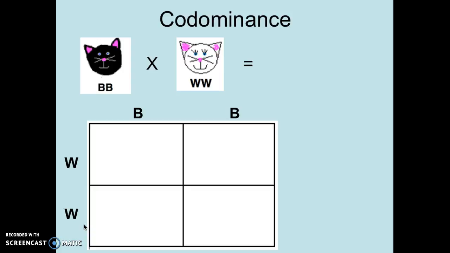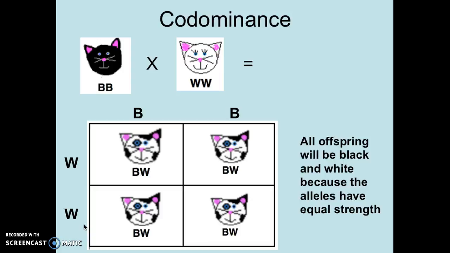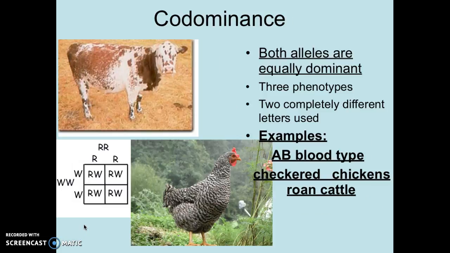So we have a black cat again, purebred, and a white cat that is also purebred. But instead of blending, as we did in incomplete dominance, we actually have equal dominance, which means that they will be, yes, black and white. So now we have both colors, both of equal strength, and that's why we get this pattern of two different colors on the same organism. All 4 offspring will look this way. So in codominance, as we said, we have 3 phenotypes, still only 2 alleles, but in this case it was a big B and a big W.